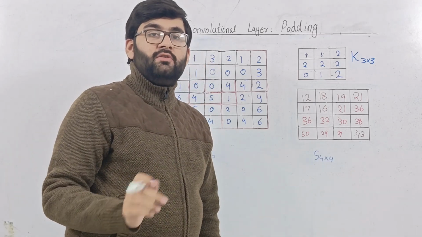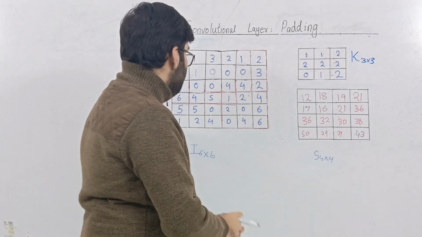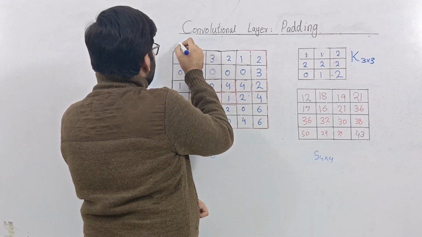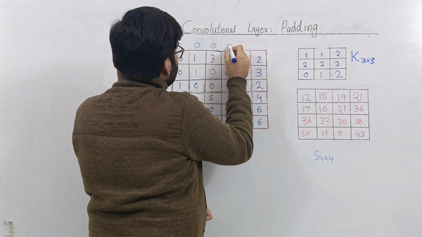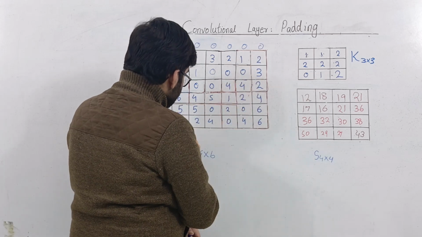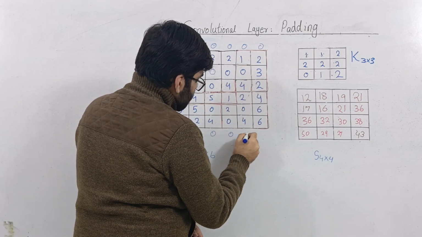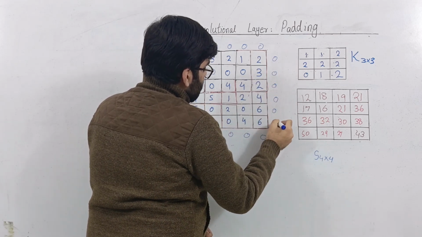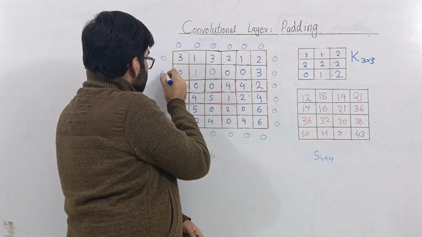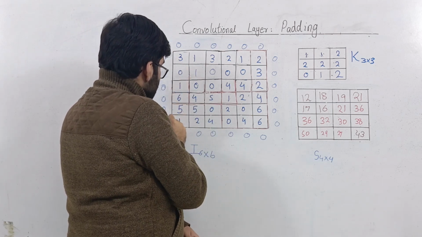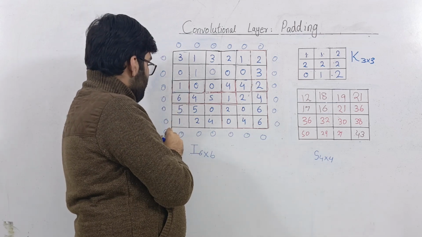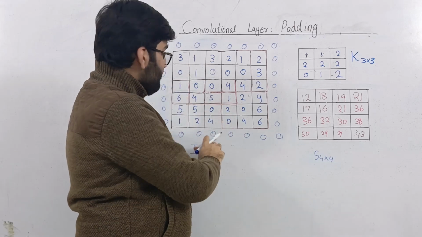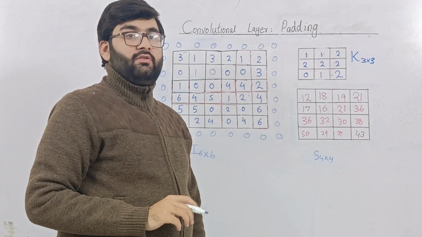Sometimes we want the dimensions of the output to be the same as the input. For that purpose, we can add extra zeros to the top, to the bottom, to the right, and to the left, and 4 extra zeros here. This is now called a zero padded image.